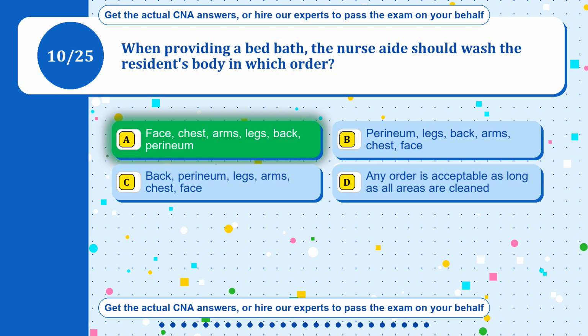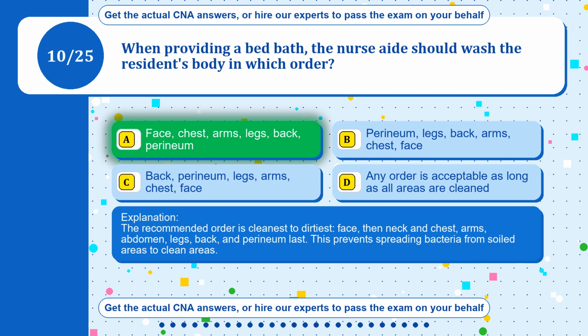The correct answer is option A, face, chest, arms, legs, back, perineum. The recommended order is cleanest to dirtiest: face, then neck and chest, arms, abdomen, legs, back, and perineum last. This prevents spreading bacteria from soiled areas to clean areas.